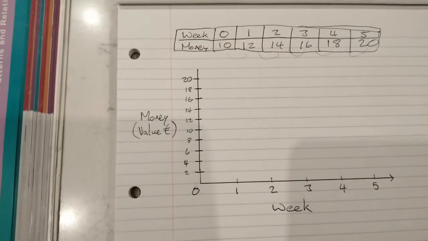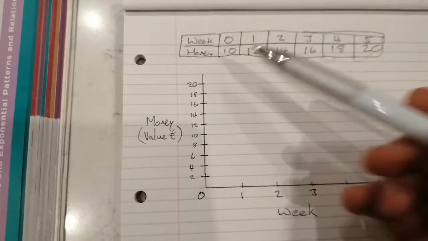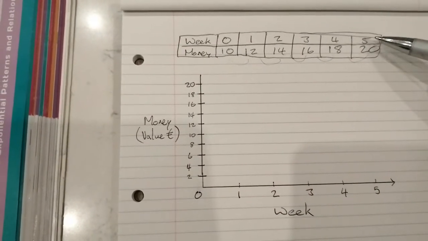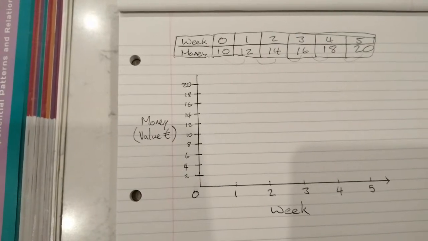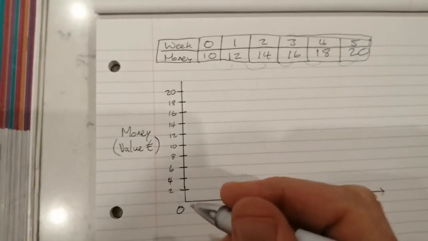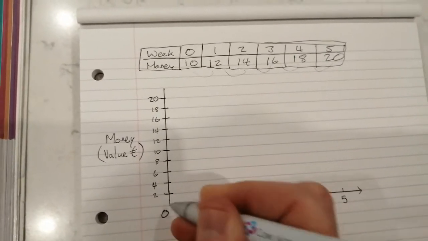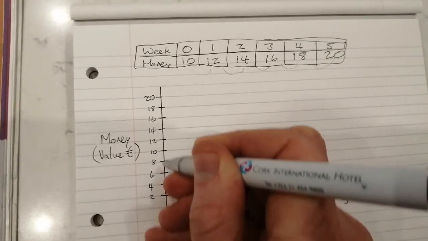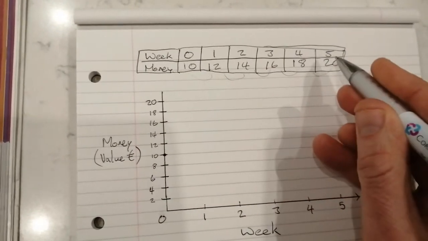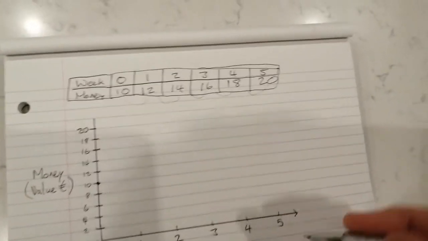And so what I'm going to do is, rather than plot all of the points, I'm just going to plot the first point, which I'll call 0, 10, and I'm going to plot the last point, which is 5, 20, and then I'm just going to join the dots with a straight line. So the first point here is 0, 10, we said. So it's 0 weeks, so 0 across, and 10 up. So it's right here. And then my last point is 5, 20. So it's 5 across, or 5 weeks, and it's 20 up.